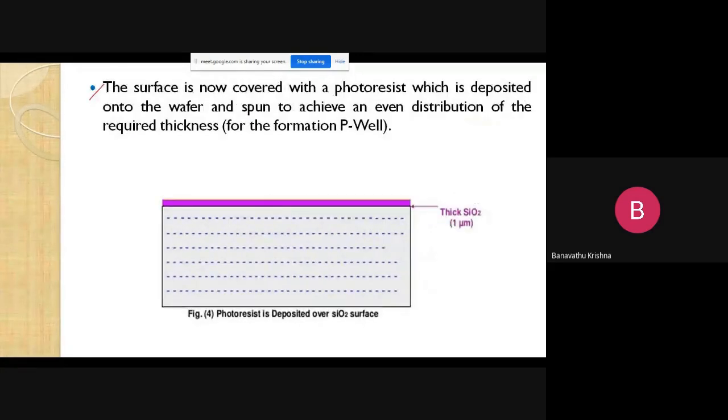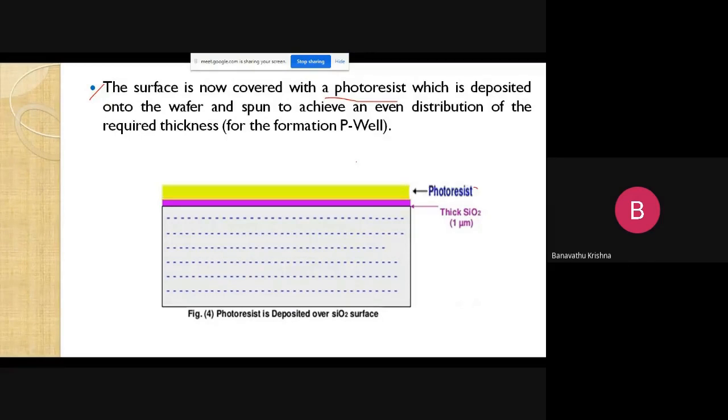Next case. The surface is now covered with the photoresist, which is deposited onto the wafer to achieve an even distribution of the required thickness. If any ups and downs occur above this thick silicon dioxide layer, they will be overcome by using the photoresist layer. When we cover the entire surface with the photoresist layer, it forms properly. So for the required thickness, we need to cover the entire surface with the photoresist layer, right?